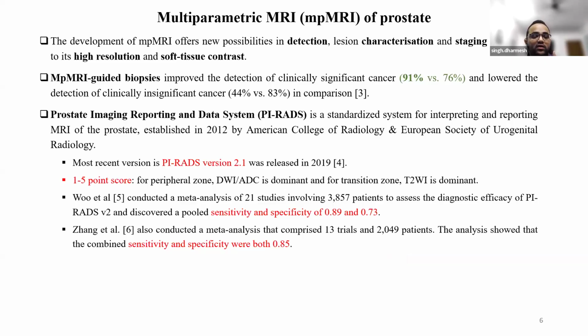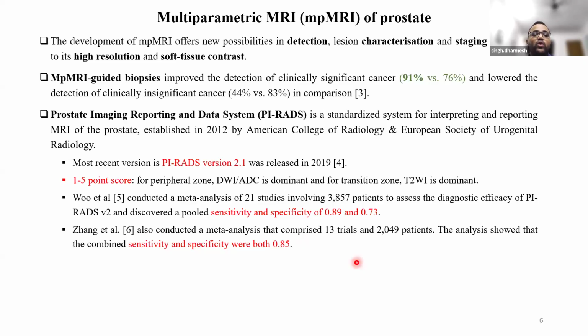And to make multi-parametric MRI reporting consistent, because reporting is also a challenging issue, we will discuss this issue later. There is the Prostate Imaging Reporting and Data System, PI-RADS, a guideline established in 2012 by the American College of Radiology and the European Society of Urogenital Radiology with the help of the AdMeTech Foundation. The latest version was released in 2019, which is PI-RADS version 2.1, and the scoring uses Likert scale values.